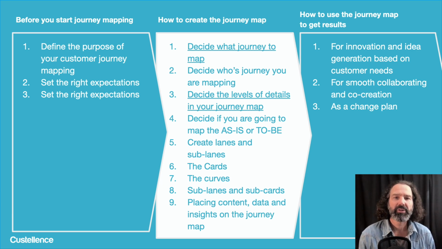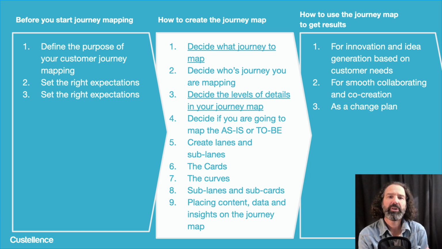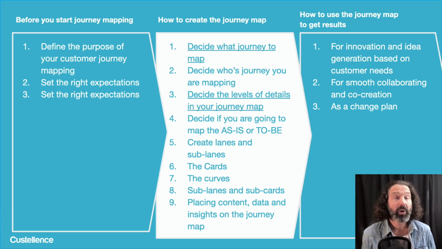You have to decide the levels of detail in your journey maps and decide if you are going to make an as-is or a to-be map. What are they actually doing? Are you making it as it is today, or how it will be in the future? Or maybe you do them side by side. So this is how it is today and this is how it should be tomorrow. And then you create lanes and sublanes, you create cards and subcards to fill out with details. And then you place content and data insights in your journey map.